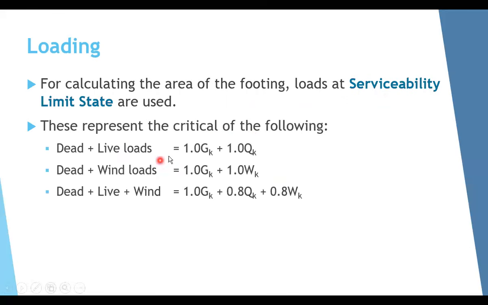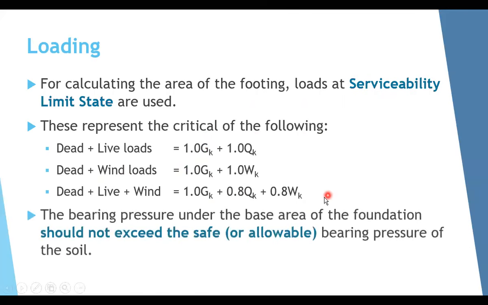What are these loads? We can get them from different load combinations. It could be only dead load plus live load, or if we use dead plus wind load, it will be dead load plus wind load. If we have a combination of dead, live, and wind load, we can use this combination. This is according to the BS code. If you are using any other code, you will use a combination from that code.